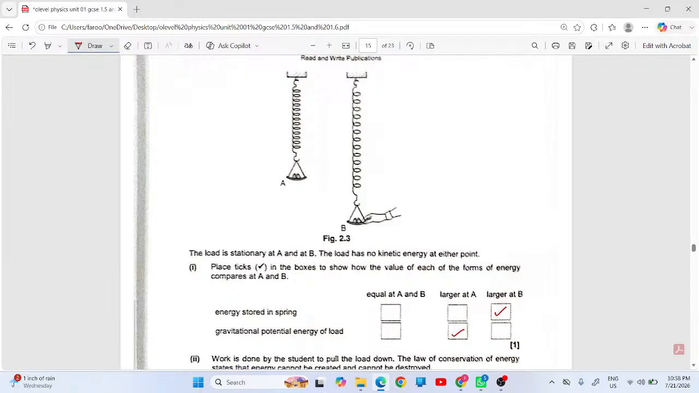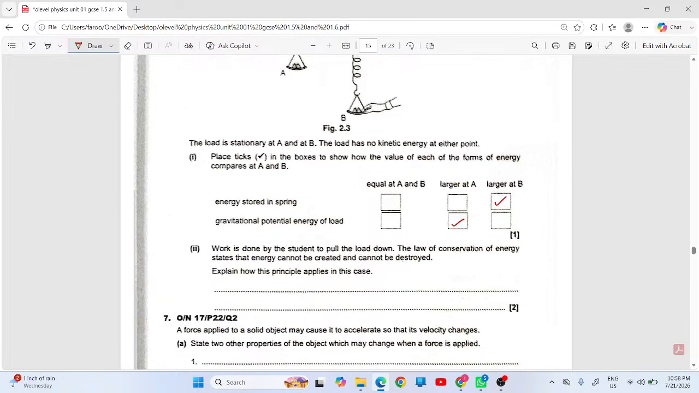Next is question. Work is done by the student on the load. The law of conservation of energy states that energy cannot be created and cannot be destroyed. State how this principle applies here.